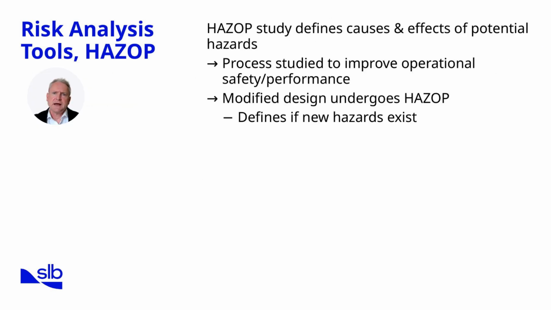A key strength of the HAZOP study is its ability to define both the causes and the effects of potential hazards. By walking systematically through the process, the study improves not only operational safety, but also performance. For example, by identifying potential deviations early, we can design operational safeguards that prevent downtime or equipment failures. When a design is modified, the HAZOP process is repeated. This ensures that new hazards are not inadvertently introduced by changes in equipment, layout, or process sequence.